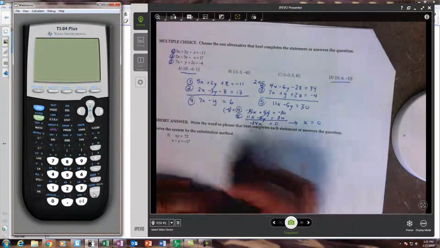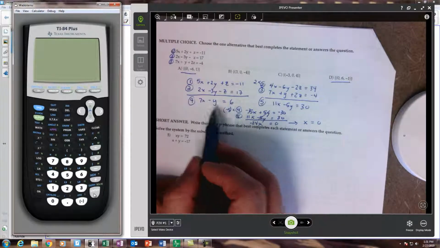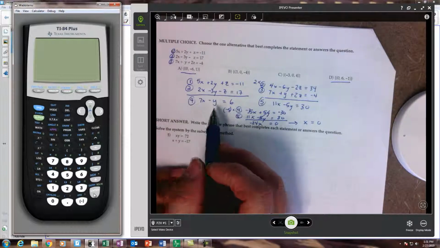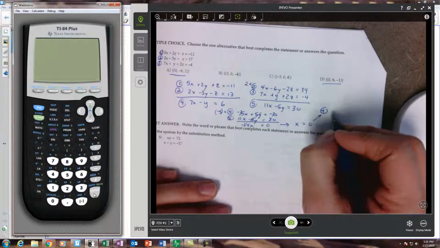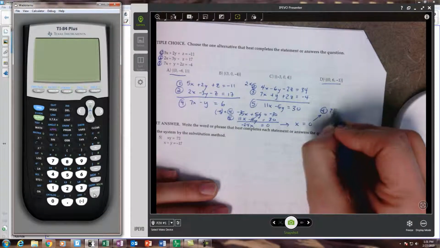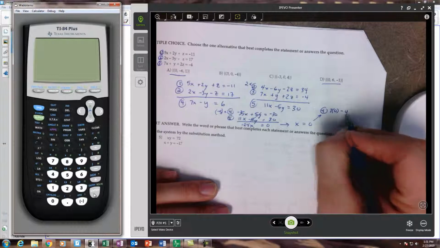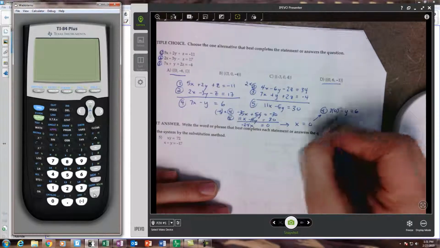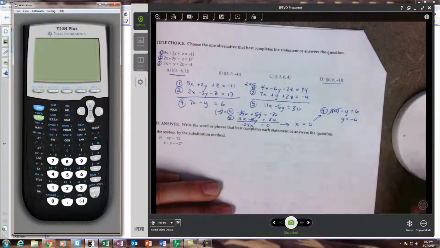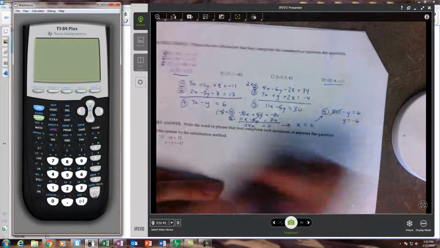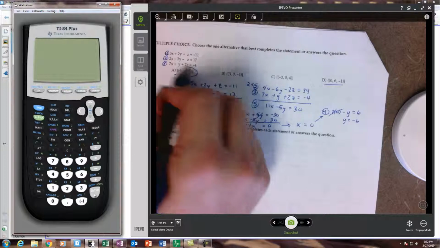Well, I know over here that in this equation I have that y right there. So if I take equation number 4 and I bring 0 up for x, that's 7 times 0 minus y equals 6. Well, that's a 0. That means that y must be negative 6. So right now, I know that A is going to be my answer.